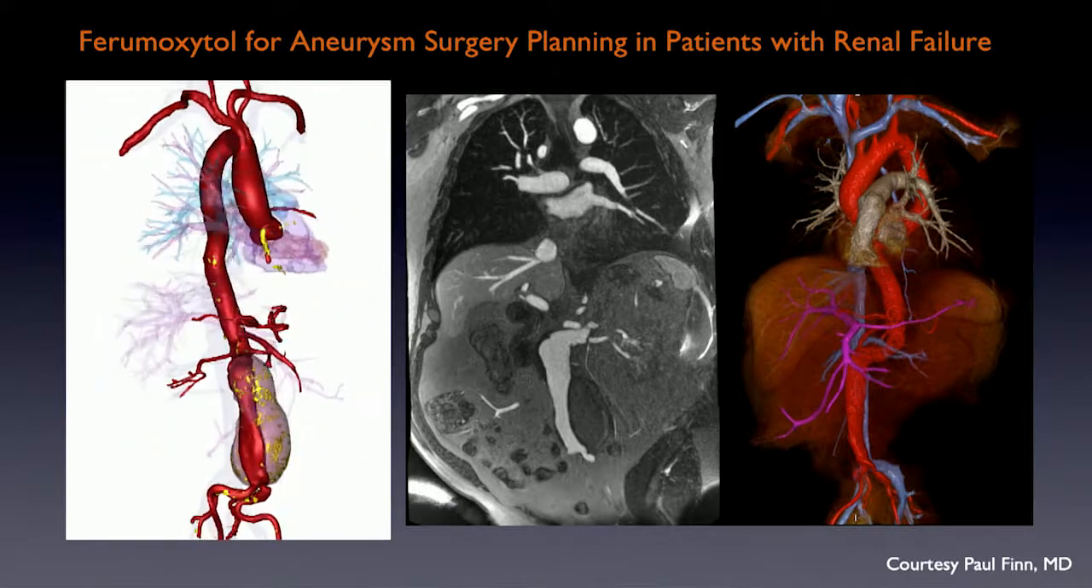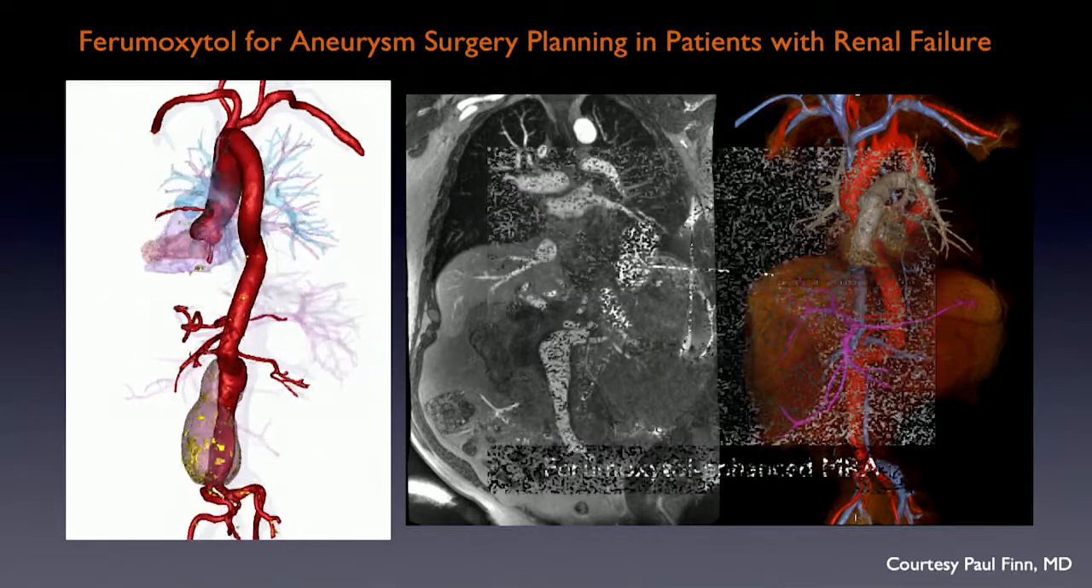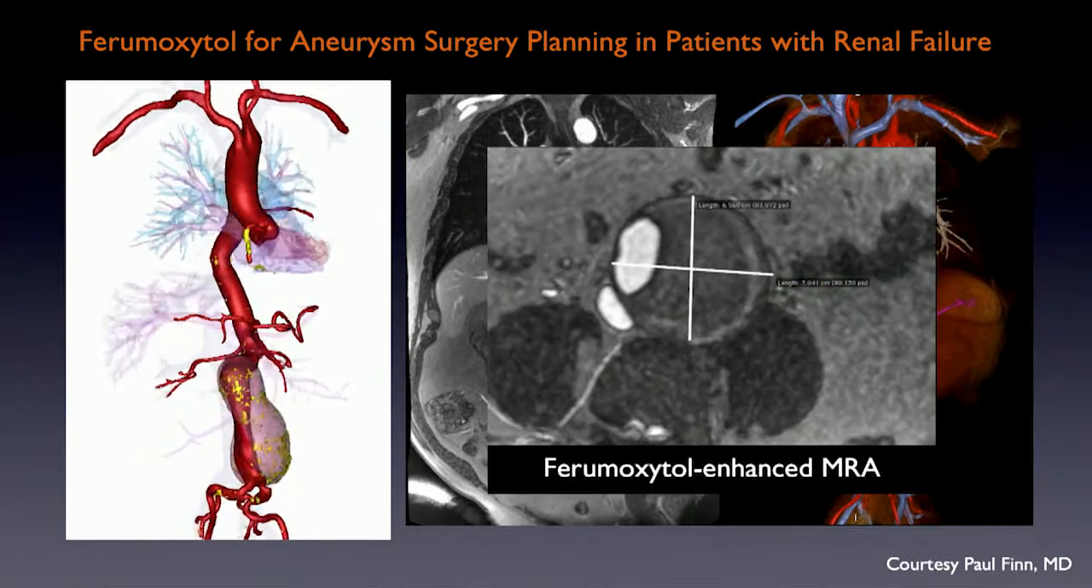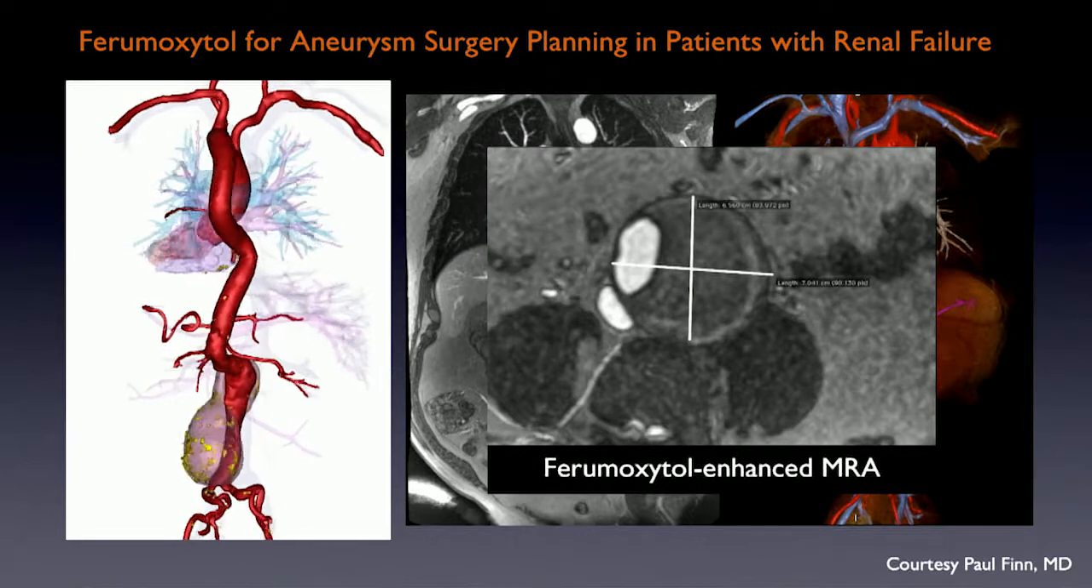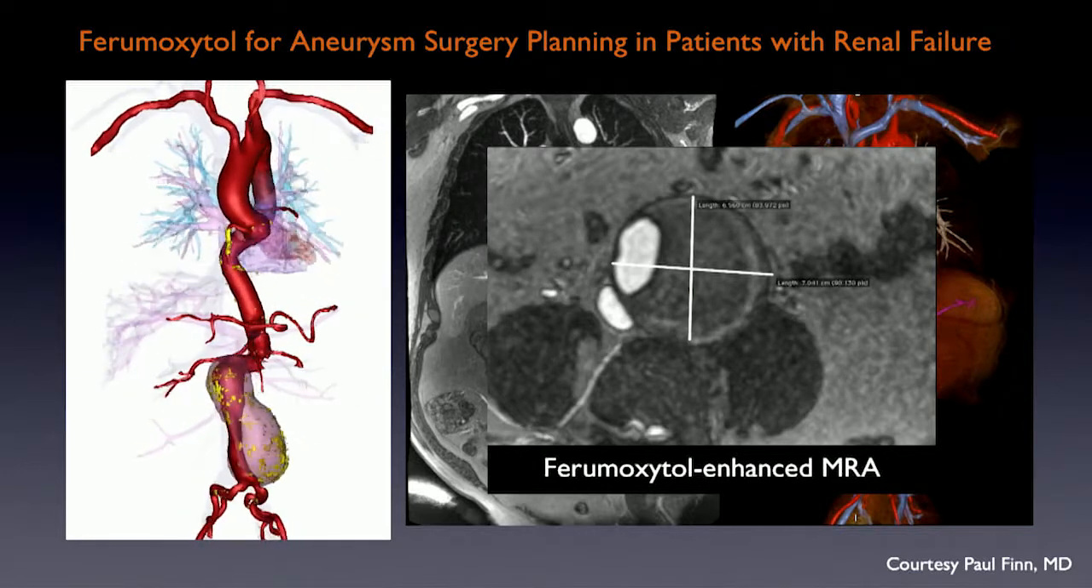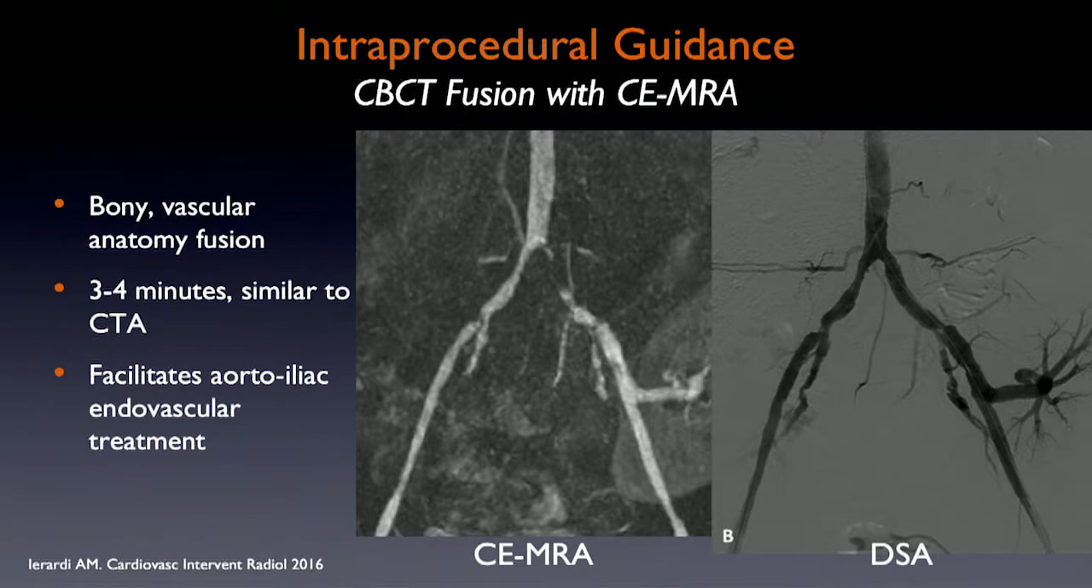The calcifications seen on this image come from a non-contrast CT that is then fused with the MRA data, and that's how you're able to put the two together to understand what the calcifications are for access planning. You can size the vessel very nicely with this technique. You can see the sac very well, including the patent lumen.